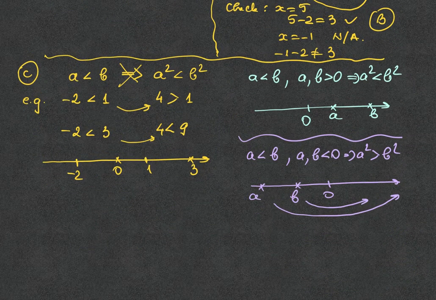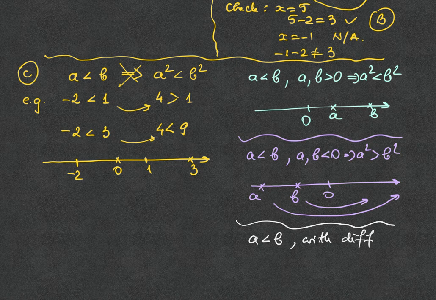Lastly, if a is smaller than b, but they have different signs, of course, we can't have b negative and a positive, because then a cannot be smaller than b. So that would only be the case when a is negative and b is positive.